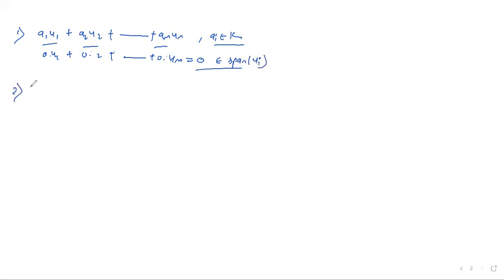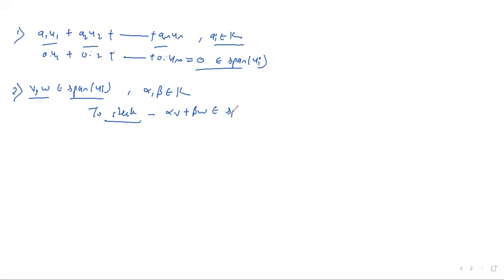Second, we'll check: if I have v, w which belong to the span of ui, and alpha, beta which belong to the field of scalars, then I have to check whether alpha v plus beta w belongs to the span of ui or not. I have to check this. So let's see it.